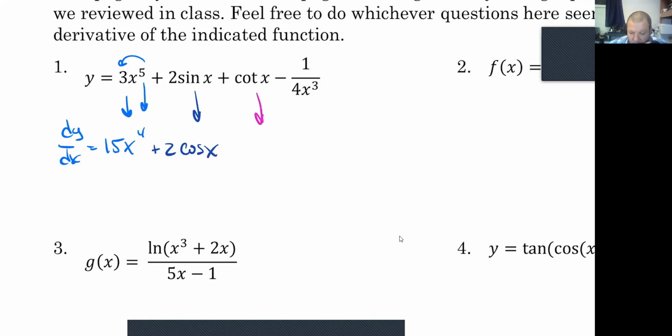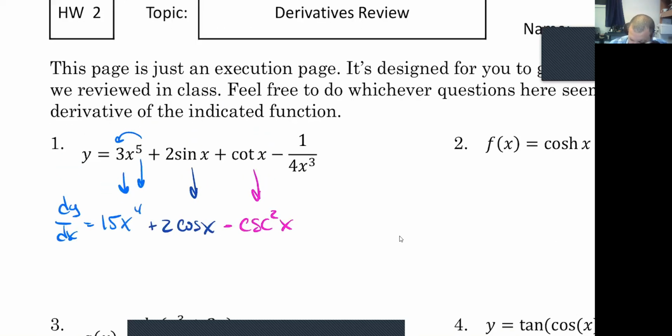For the cotangent, right? So cotangent has a negative derivative. The derivative of cotangent is negative cosecant squared of x. For cotangents, just in case, if you know the derivative of the tangent is secant squared, then if you flip this to a cotangent, this flips to a cosecant, right? So you get your cosecant squared.